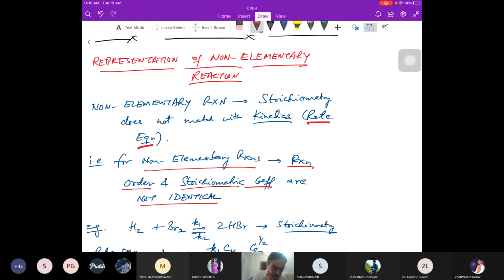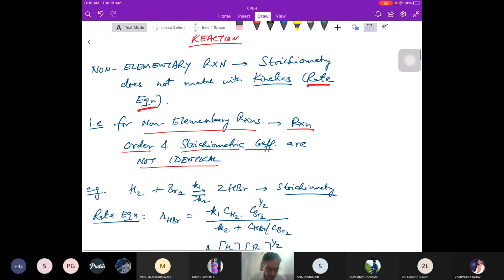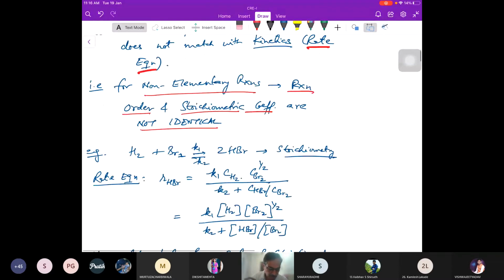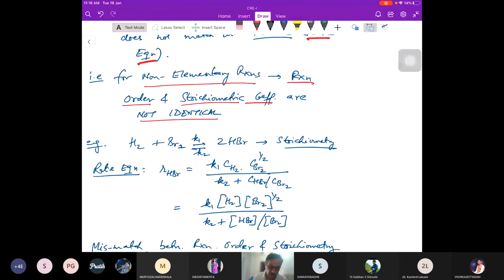बराबर, ये हमने देखा, right? That is, for non-elementary reactions, the reaction order and stoichiometric coefficients are not identical, right? Stoichiometric coefficient हमने देखा, उसको ऐड किया तो ऑर्डर मिलना चाहिए for an elementary reaction, but for a non-elementary reaction that does not match. So for example, if you look at this reaction, hydrogen plus bromine gives HBr. This is a reaction or stoichiometry. So 1 mole of hydrogen reacts with 1 mole of bromine to give 2 moles of HBr.